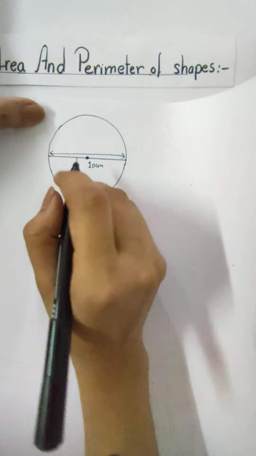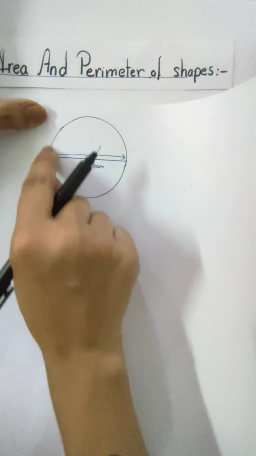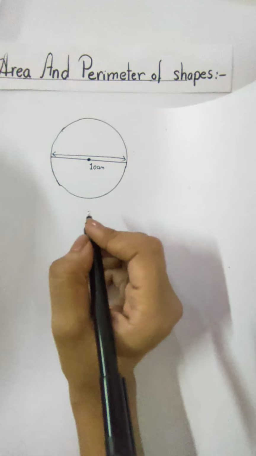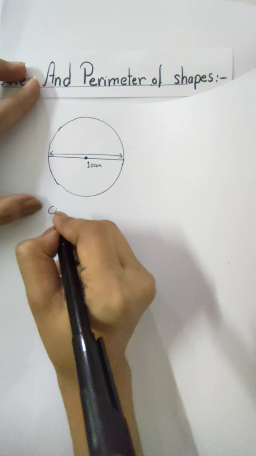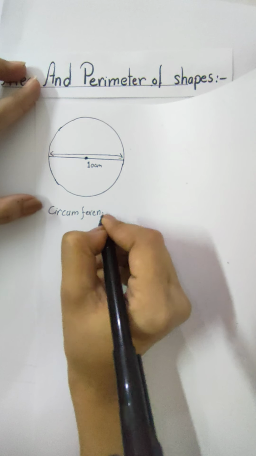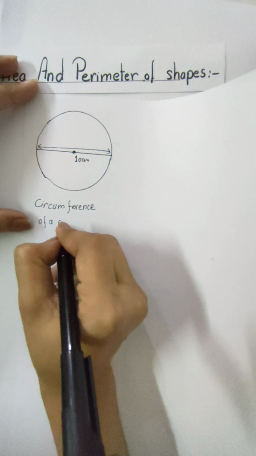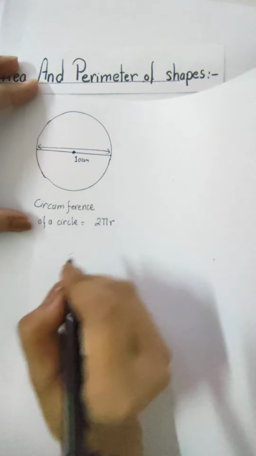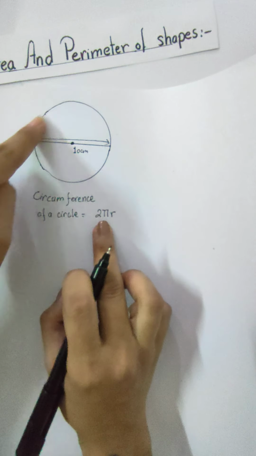So how can we find out the circumference? Circumference means the perimeter of the circle. Perimeter means the boundary line. What is the length of this boundary of a circle? With the help of this formula, I will use circumference instead of perimeter. Circumference of a circle. The formula is 2 pi r. With the help of this formula, we can easily calculate the circumference of a circle.